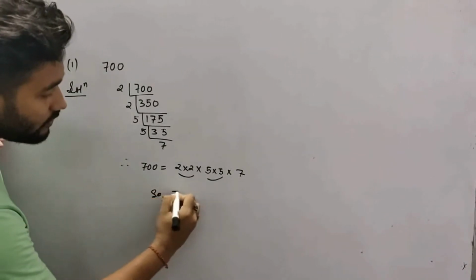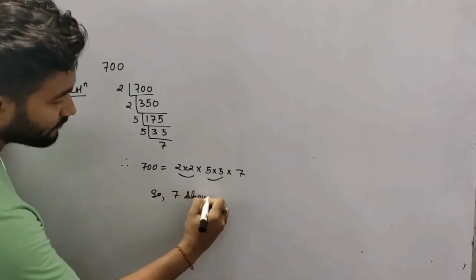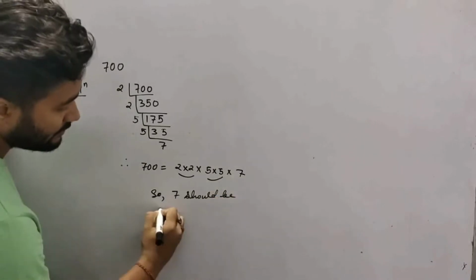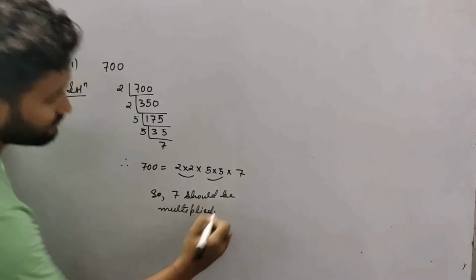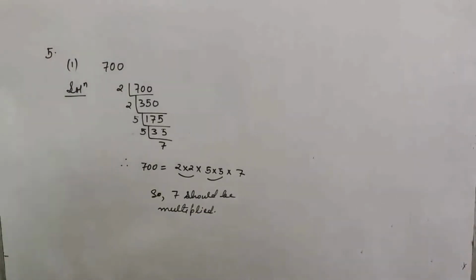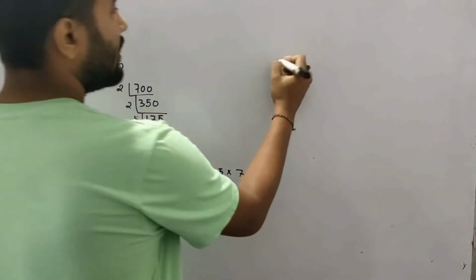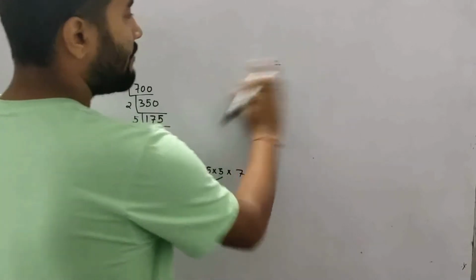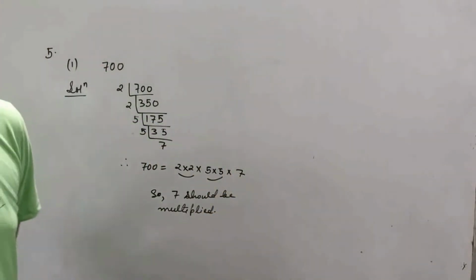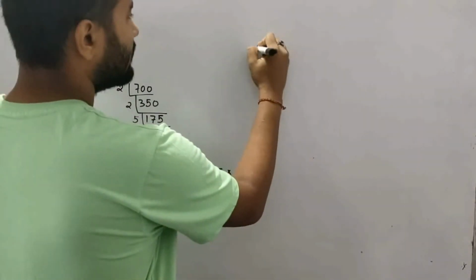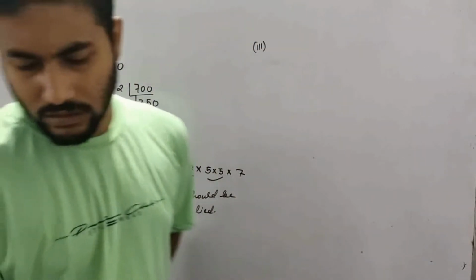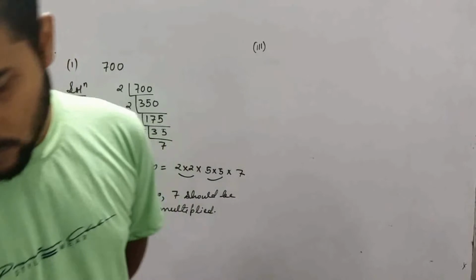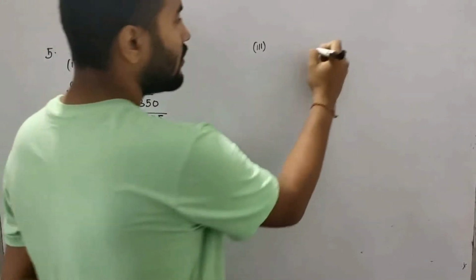So 7 should be multiplied. Number 2, you do by yourself. I am doing this one. Number 3 and number 4 also you do by yourself, your homework, okay? Same type of question. Number 3 I am doing, 117600.